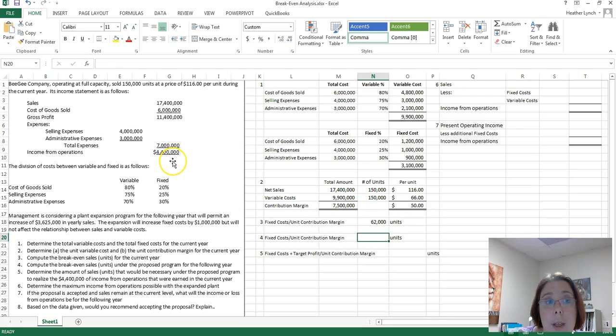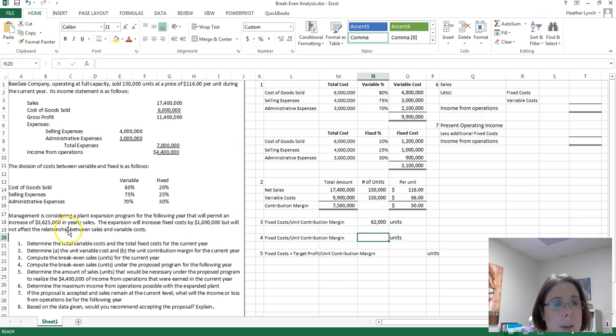We earned a profit of 4.4 million when we produced 150,000 units. Okay, so then part 4, compute the break-even units under the proposed program for the following year.